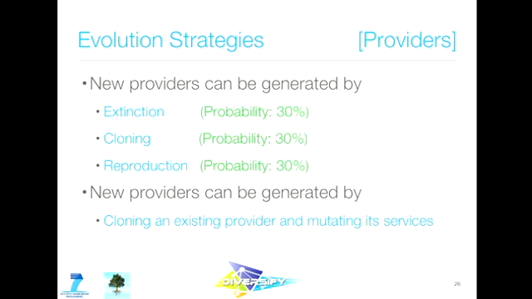For providers, each provider has a 30% probability of going extinct, a 30% probability of cloning itself, and a 30% probability of reproducing. You reproduce by cloning yourself and then mutating the services that you have.